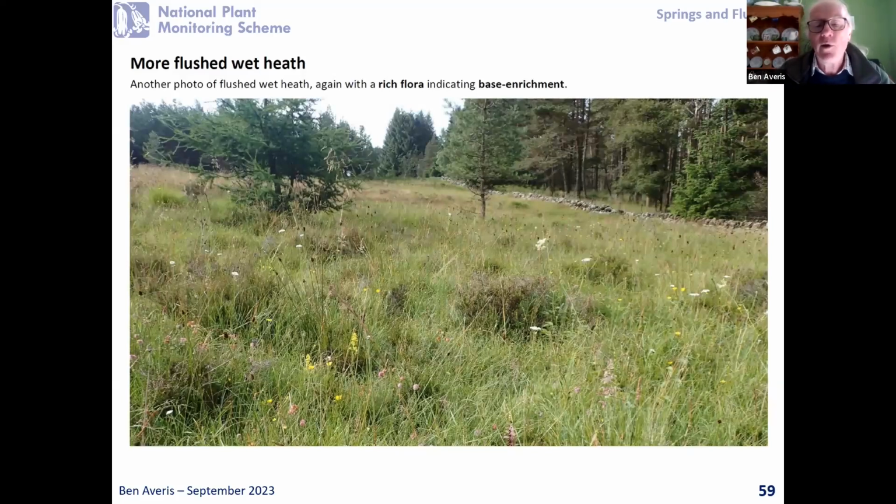Here is this example in Perthshire, where we've got meadowsweet in there, and the white flowers to the left of sneezewort, Achillea ptarmica, buttercups, some lady's bedstraw, all plants of not so much acid places, but more neutral to base-rich habitats. So it's flushed wet heath. It's a wonderful habitat, flushed wet heath.